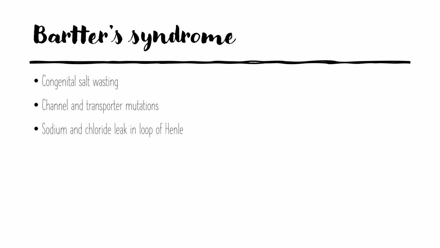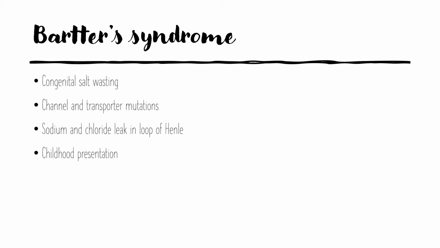Right. So we have primary hyperaldosteronism, which is renin independent. We have secondary hyperaldosteronism, which is renin dependent. And the last type is called Bartter syndrome. This is an autosomal recessive congenital condition that leads to salt wasting. It is caused by channel and transporter mutations, which leads to sodium and chloride leak in the loop of Henle. This loss of sodium leads to a volume depletion, causing an increase in renin and aldosterone production.